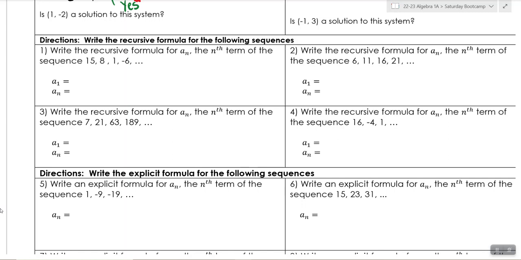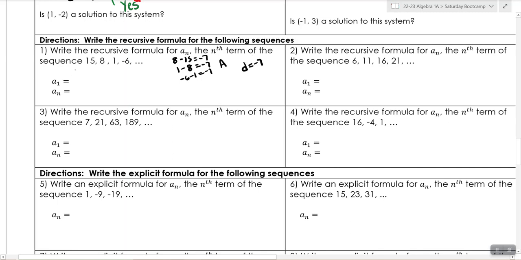All right, so now we're going to write the recursive formula for the following sequences. Let me get my calculator. It says 15, 8, 1, negative 6. Now, it doesn't tell us if it's arithmetic or geometric, so we're going to have to check. So in my calculator, I would do a quick check. 8 minus 15 is negative 7. 1 minus 8 is negative 7. Negative 6 minus 1 is negative 7. So it looks like it is arithmetic, and the common difference is negative 7.